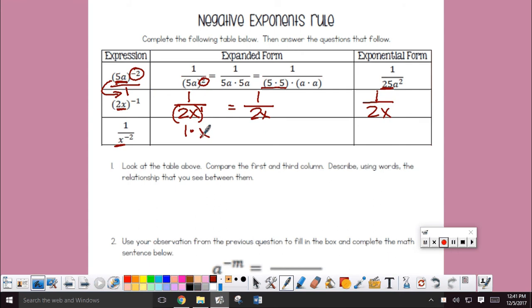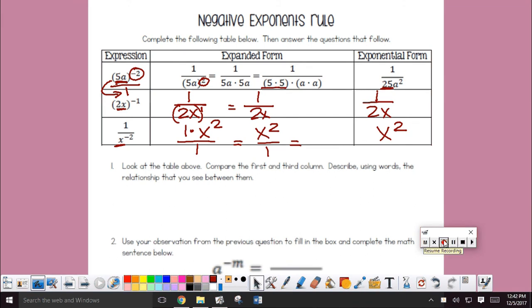And what happens to that exponent that was attached? It gets flipped up, and it becomes positive over 1. Now, 1 times anything is what? Itself, the anything, right? So this is just the same thing as x squared over 1, or just what? X squared over 1 is just what? X squared. Very good. Let's write the rule.